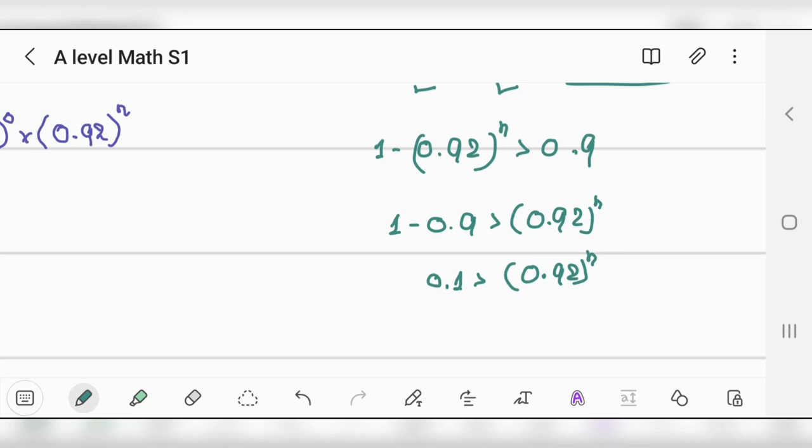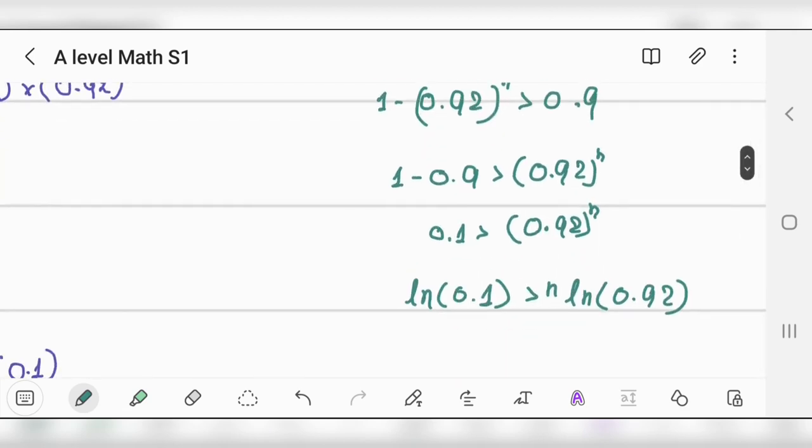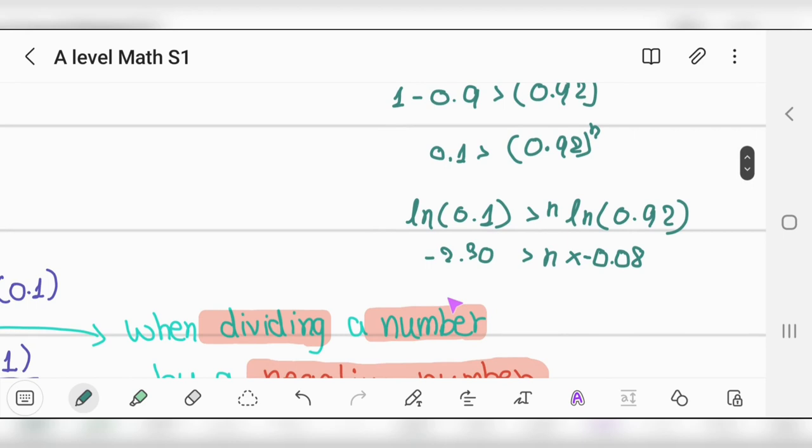In order to find it, we can use a logarithm. So we're going to put ln on both sides, so it's going to be ln 0.1, and N will come here, ln 0.92, and then you just do the division. Okay, ln 0.1 is in minus form, so it's minus 2.30, and ln 0.92 is also in minus form as well, multiplied by 0.08, minus. So dividing this, first of all I can just make the cancellation and get this.